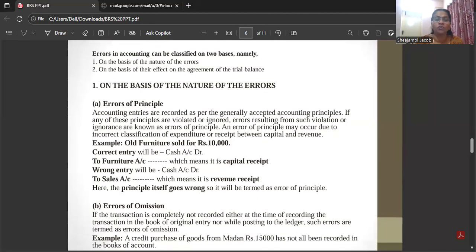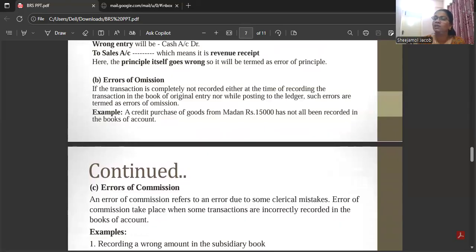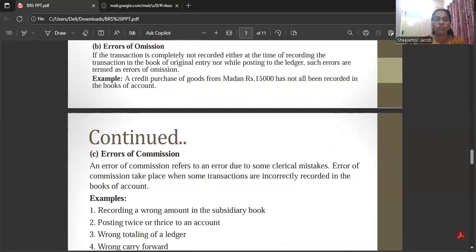The second one is the error of omission. If the transaction is completely not recorded, either at the time of recording the transaction in the book of original entry, nor while posting to the ledger, such errors are termed as error of omission. Here we are completely ignoring one transaction. For example, if a credit purchase of goods from Madan, rupees 15,000, has not been recorded at all in the books of account, that is, we have completely ignored that transaction, that is error of omission.